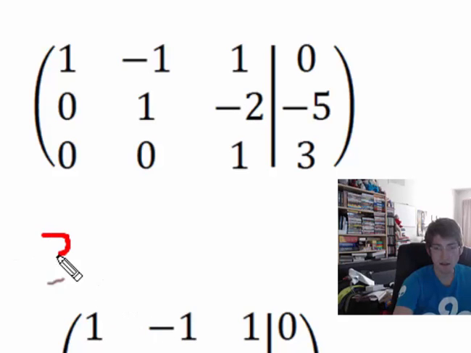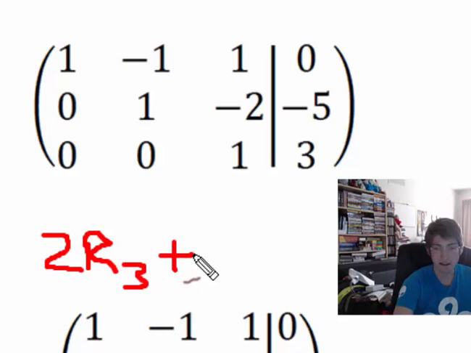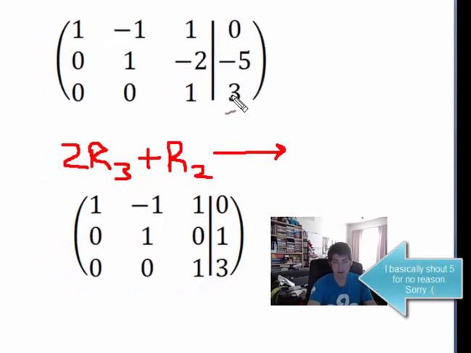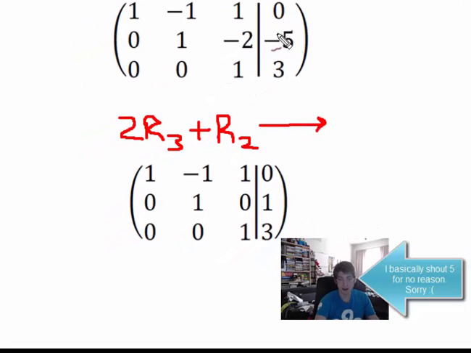If we take twice row 3 and add that to row 2, we end up with 2 times 0 plus 0, giving us 0. 2 times 0 plus 1, giving us 1. 2 times 1, which is 2. Adding that to negative 2 will give us a 0. And finally, 2 times 3, which is 6. Adding that to negative 5, and we get positive 1.